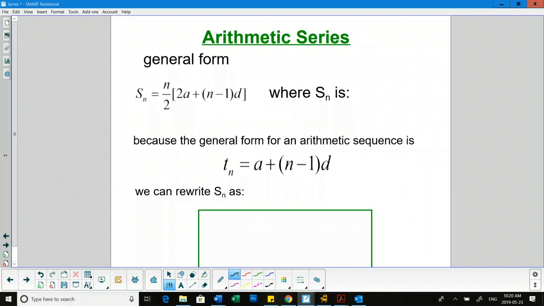Okay, so let's start with arithmetic for today, and then we'll do geometric a little later in the lesson. So we have Sn, which is the sum of the first n terms. Okay, so if it's 7, we have the sum of the first 7 terms. If it's 10, we have the sum of the first 10 terms, and so on.